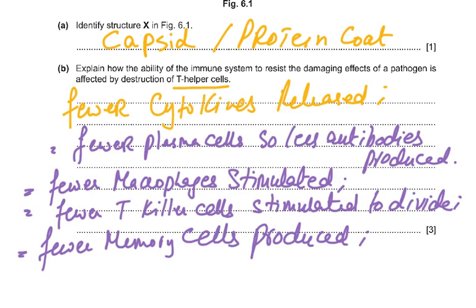So fewer cytokines released, fewer plasma cells, so fewer antibodies produced, fewer macrophages stimulated, and fewer T killer cells stimulated to divide, fewer memory cells produced.